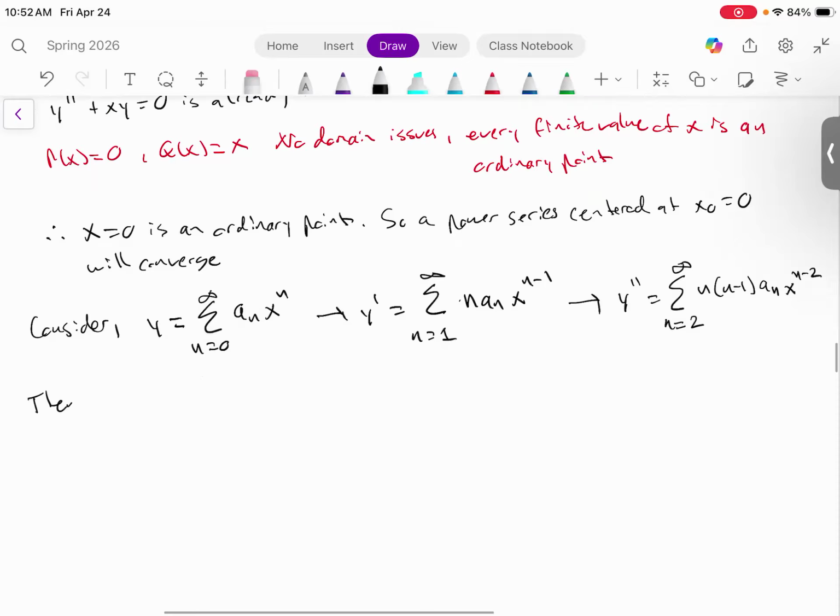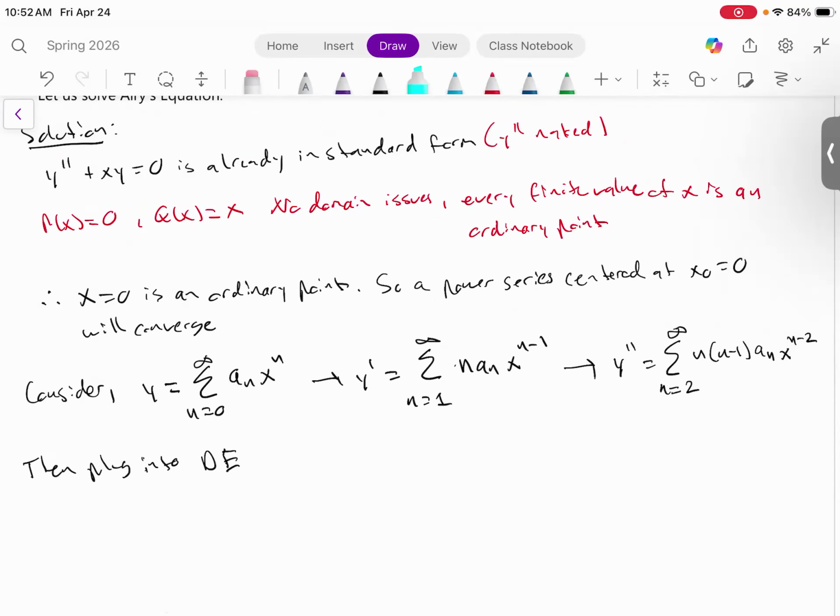So then we plug y and y double prime into the differential equation.